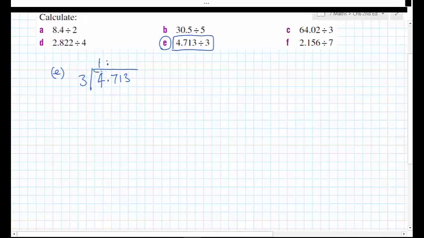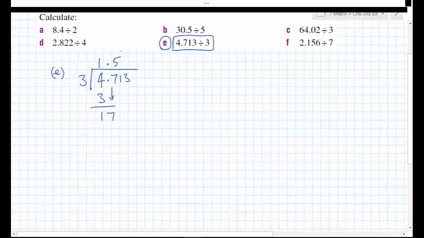Okay, I then go 1 by 3 is 3, so I write that down there. I then go 4 take 3 and it gives me 1. I then bring this 7 down here, okay, and then I look at 17 divided by 3, okay, and that gives me my answer up here. So 17 divided by 3 is 5.